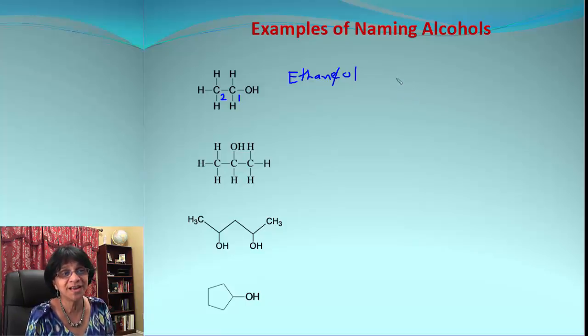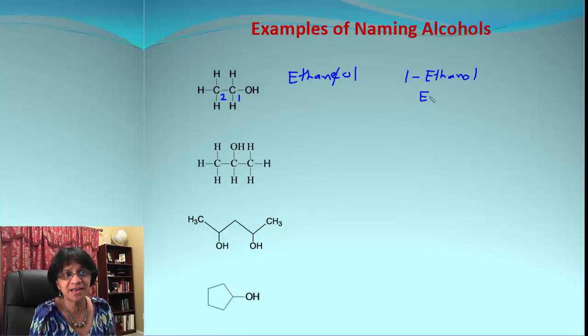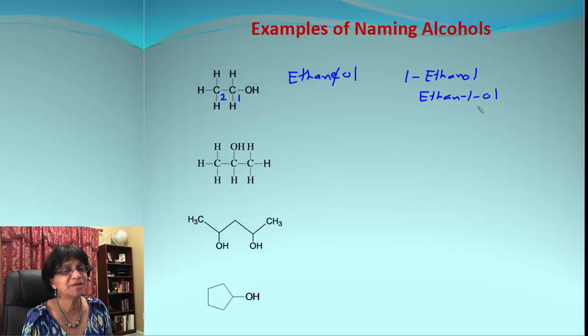Now what is the carbon atom to which that OH group is attached? It is 1. So we can technically write that as 1-ethanol, or we can put it as ethane-1-ol. But in practice, if there is no number given, that means it is 1. So we can actually cross that out and we can simply write that as ethanol. Let's look at the second one.